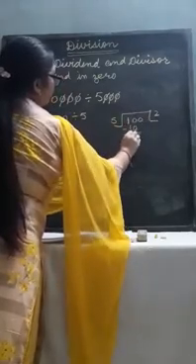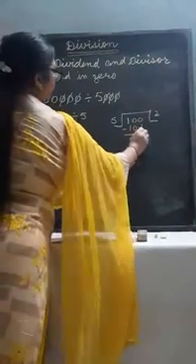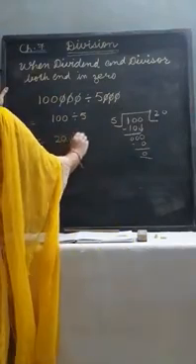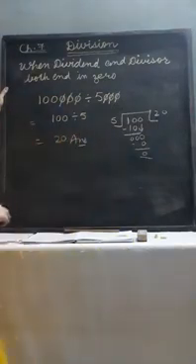5 twos are 10. By subtracting, we get 0. Bring down this 0. 5 zeros are 0. Now our answer is 20. Hope this is clear.